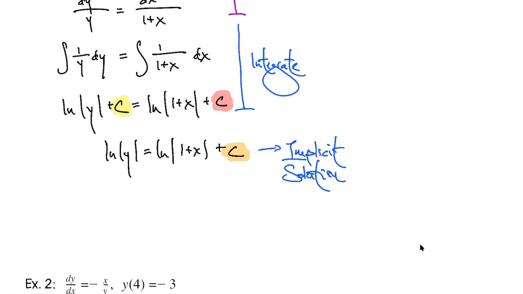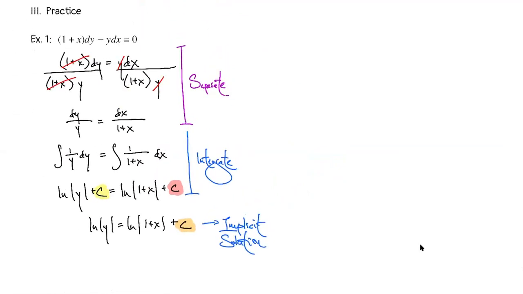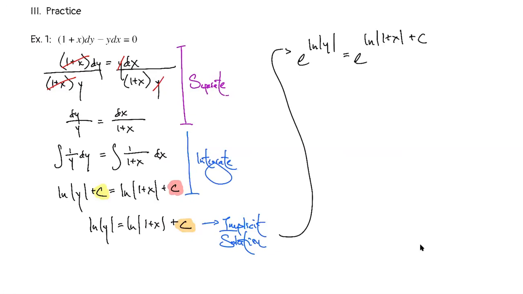So if and when you get there, just make sure that you ask to clarify what kind of solutions they're looking for. But like I said, we're going to go ahead and find our explicit solution, meaning we're going to get y all by itself. So to do that, I'm going to go ahead and put e to the power of both sides, meaning I'm going to have e to the natural log of y. And that's going to equal e to the whole other side, natural log of 1 plus x plus c.